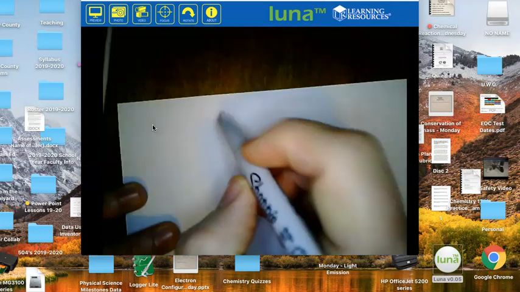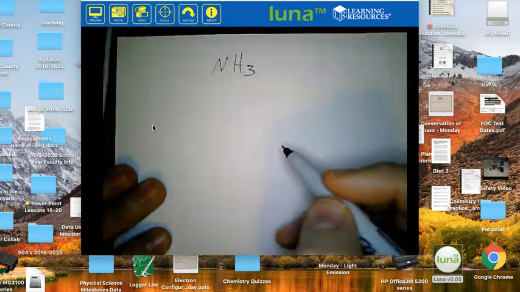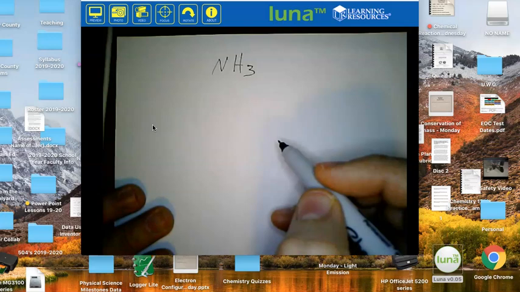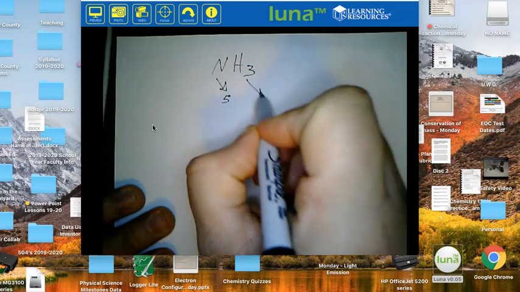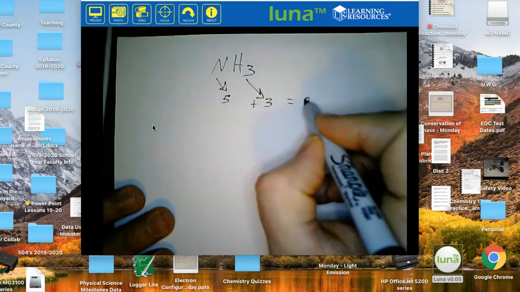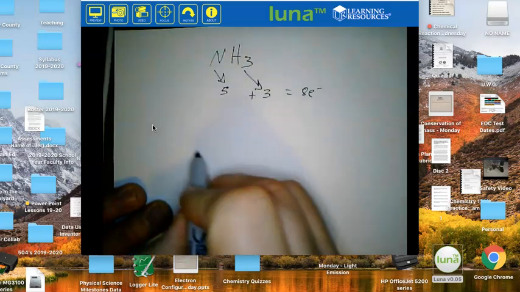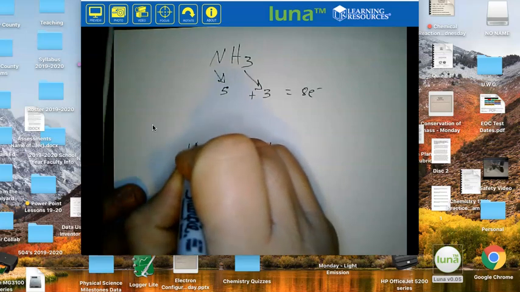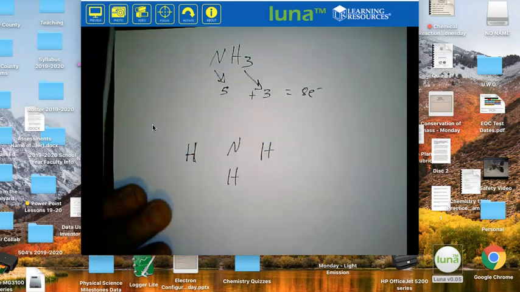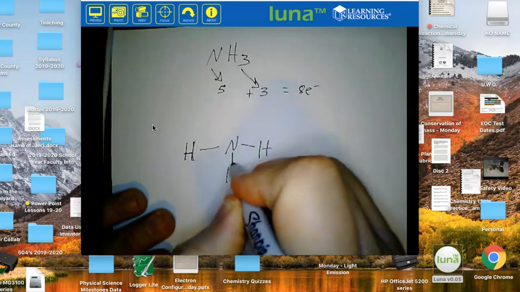The next structure is ammonia. Okay. So ammonia, here nitrogen has 5 valence electrons, and hydrogen has 1 each, and there's 3 of them. Add that together, you should have 8 valence electrons. All right, so I have 3 hydrogens. They're probably going to be around nitrogen, right? Nitrogen's going to be the center. It's the central atom there. Hydrogens can't be central atoms, right? Because you only have 1 covalent bond.